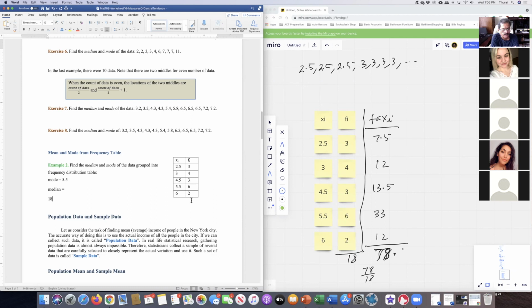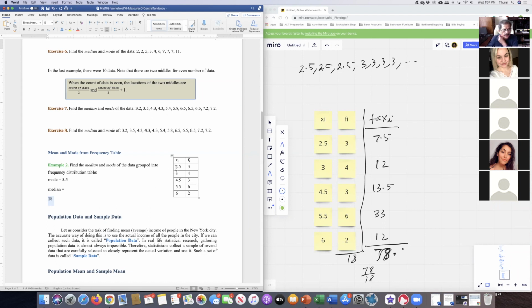They will be which one? What are the locations of the middle? 9 and 10. You just divide the 18. When the count of the data is even, you just divide that by 2 for the first middle, and the very next one is the second middle. So 9th and 10th are the middle ones. Everybody's with me so far? All right. So we need to locate the 9th element in this list.